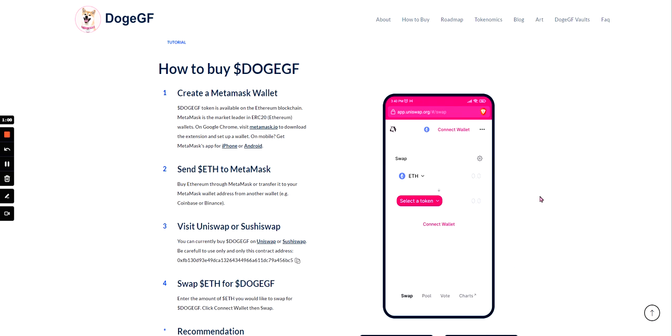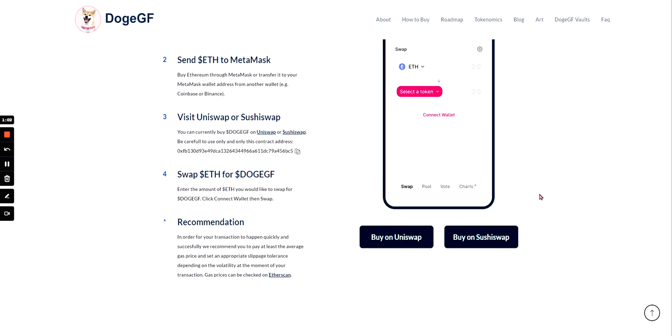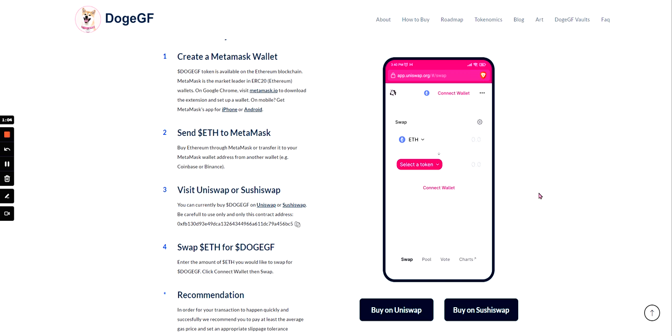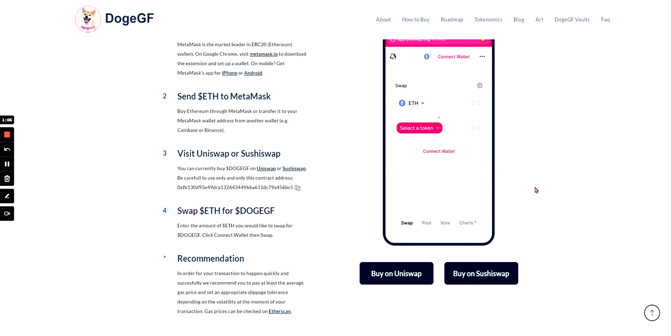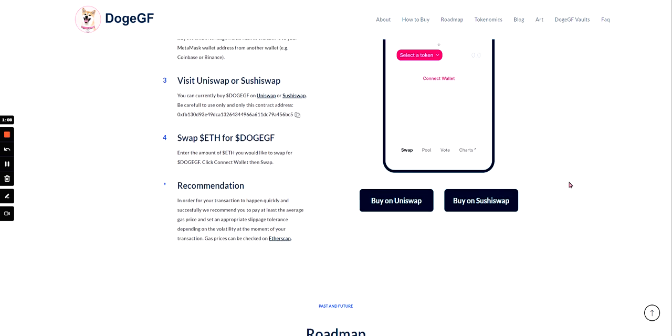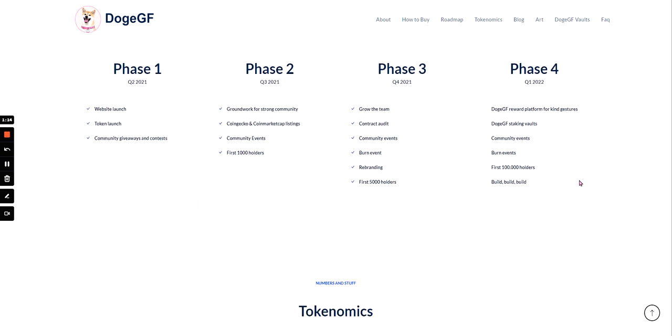How to buy Dogegf. So you create a MetaMask wallet, you get Ethereum, make sure it's on the Ethereum network, you get Ethereum in your wallet, you visit Uniswap and SushiSwap because that's where you can currently purchase Dogegf, and swap Ethereum for Dogegf.